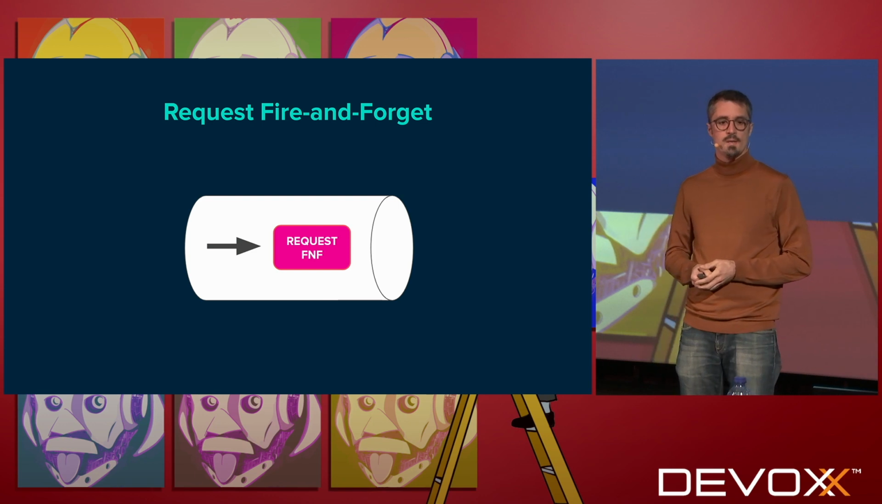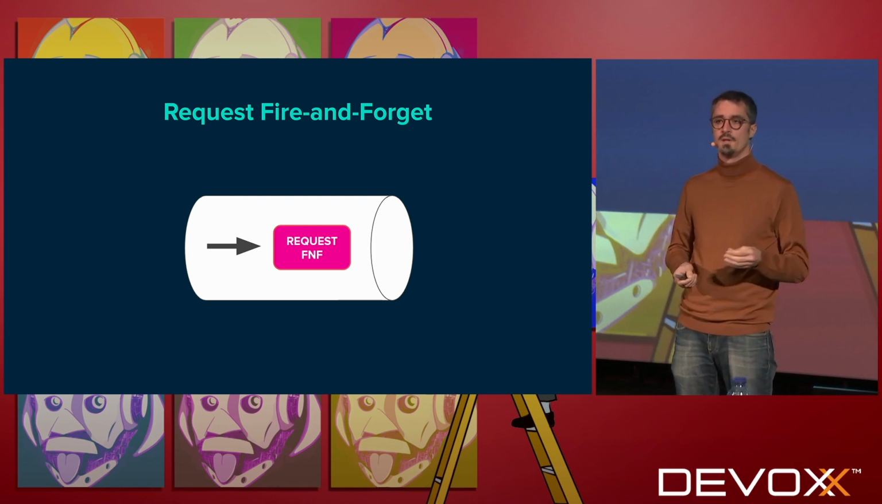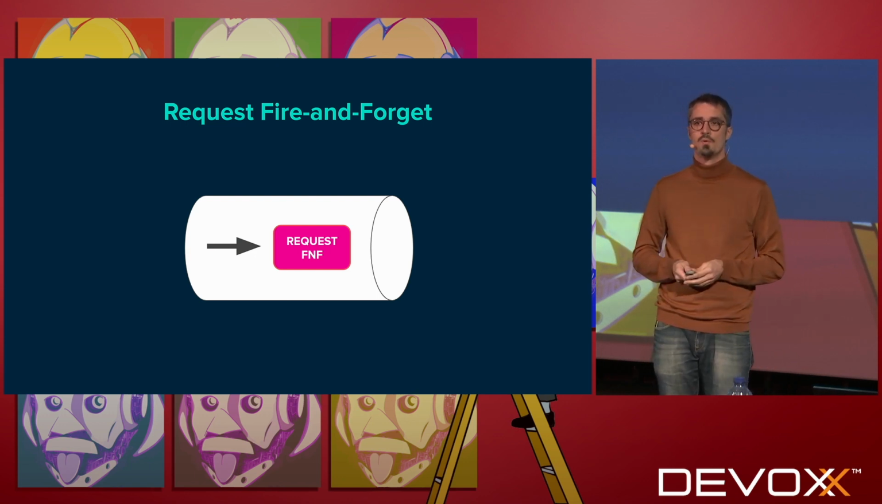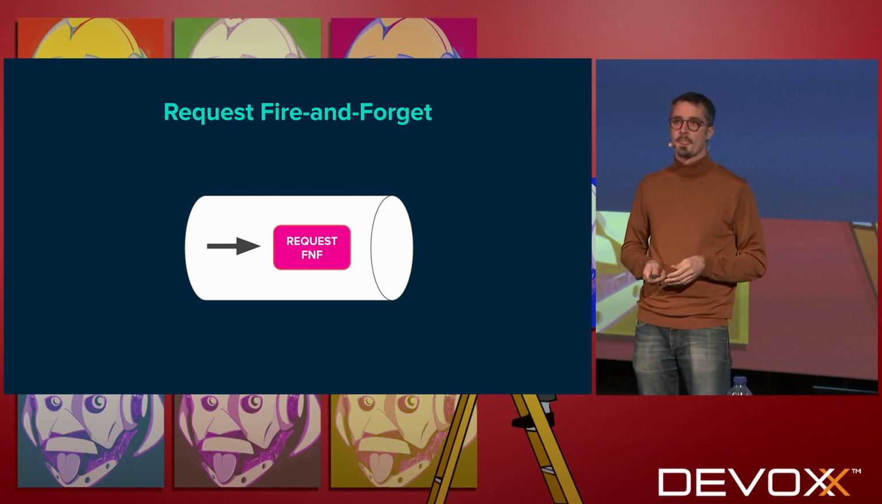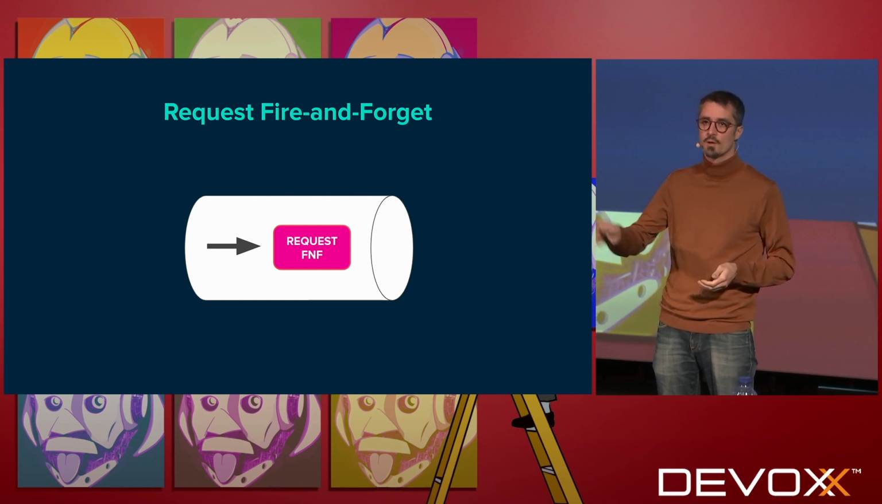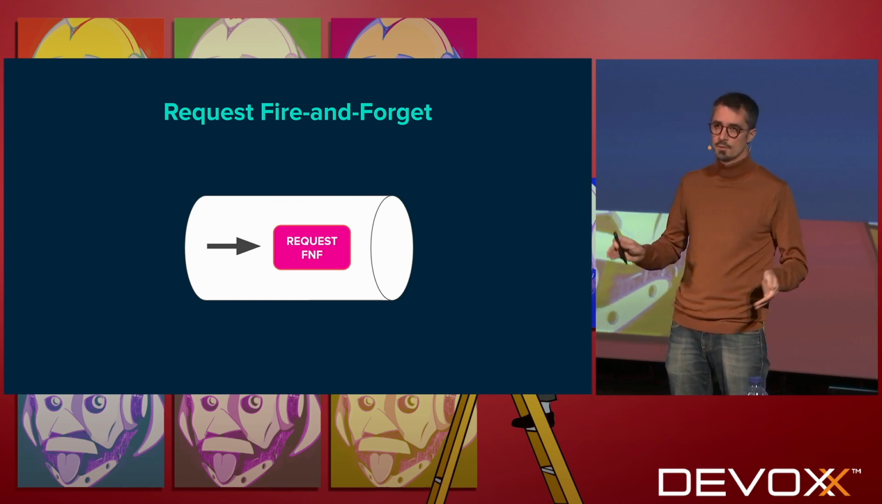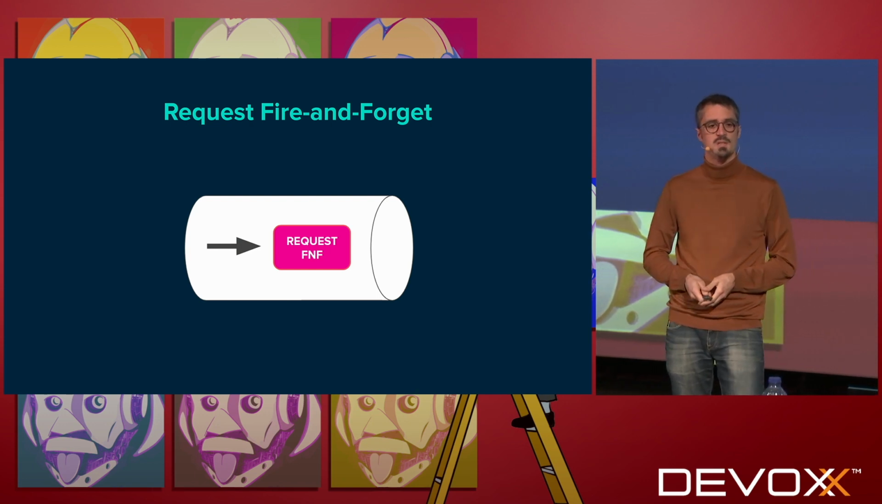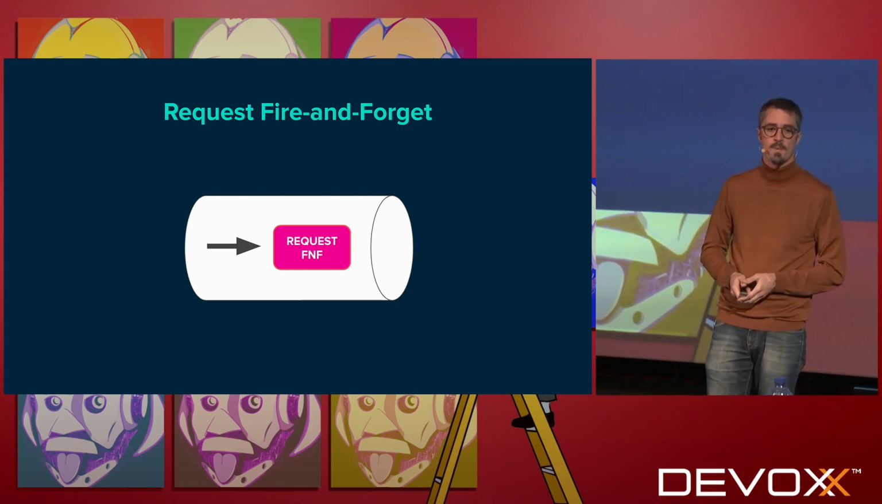You have request fire and forget. Here you are just sending something, and you don't care whether it is received or not. This is useful for very efficient communication of non-critical data. You want to send a lot of logs, for example, or things like that. You don't care whether it is received or not. You just push a lot of things. So that's a pretty powerful mechanism.